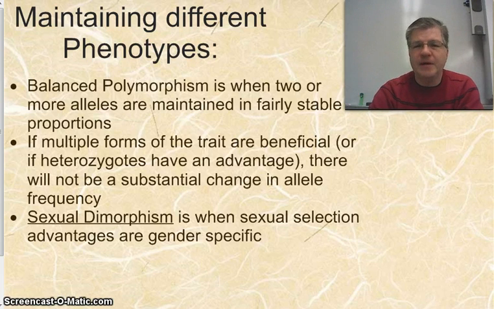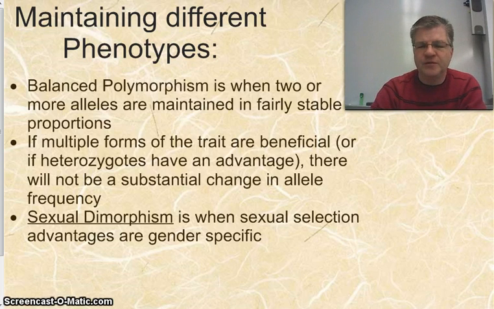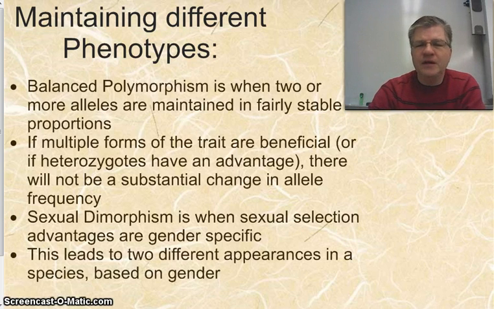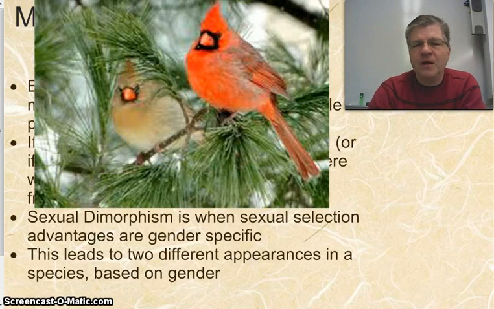We use the prefix di because there are only two genders with this. And this is when sexual selection is the important thing in terms of determining what traits are going to be successful. And you end up with different appearances based on gender. Now, there are some forms of this, some things we see in humans, but a much more extreme version is found in many species of birds. We have here a very well-known cardinal species. The red cardinal over here is very brightly colored red.